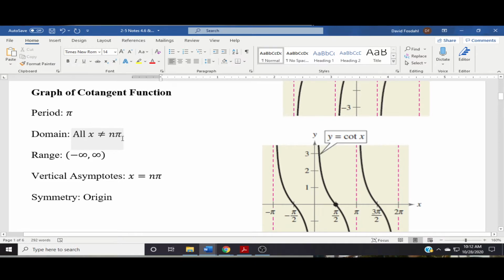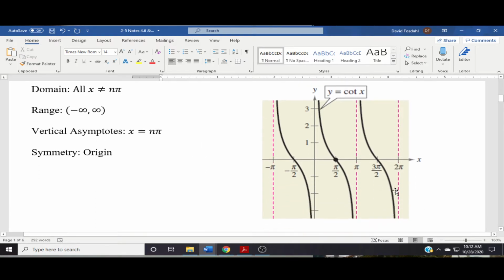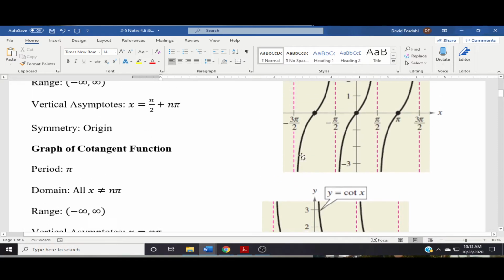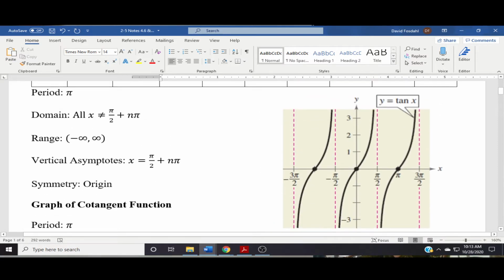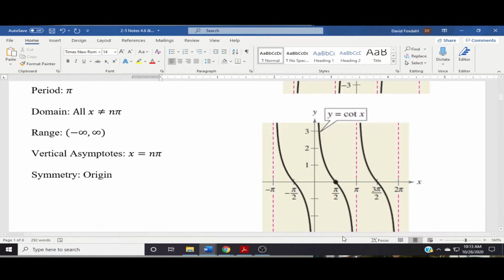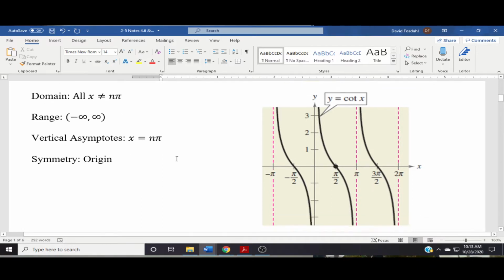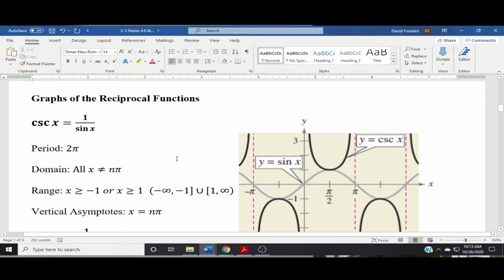It's all x except pi and multiples of pi. It has the same period as tangent, pi. It has the same range, as you can see, from negative infinity to infinity, and its vertical asymptotes are every pi. So where tangent is every pi over 2, cotangent is every pi. Okay, and its symmetry is over the origin. Now we're just going to go through these pretty quickly.